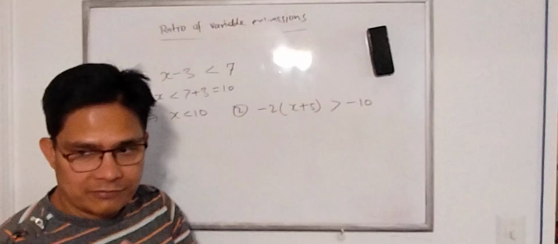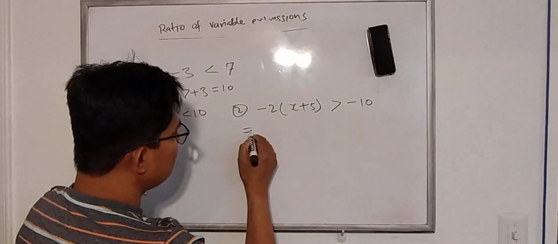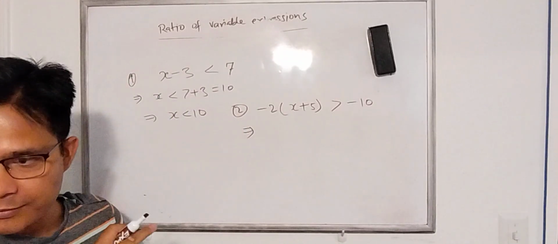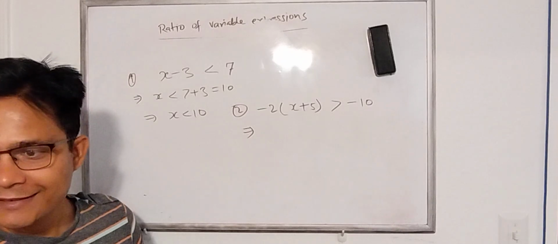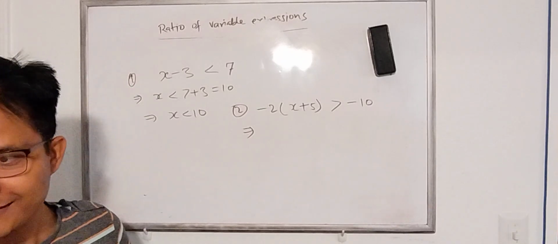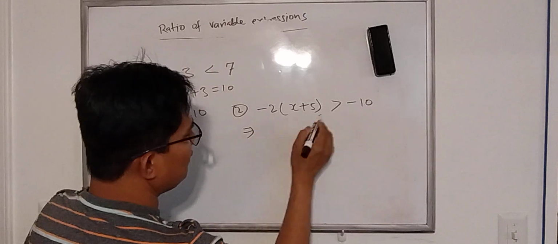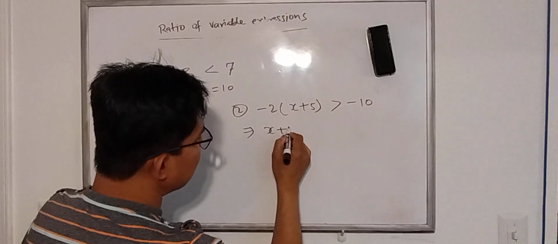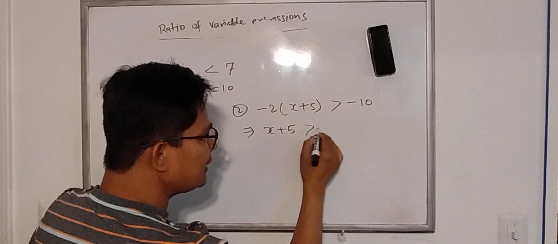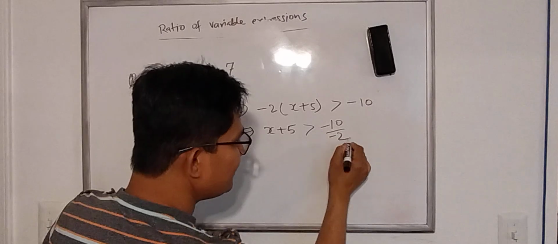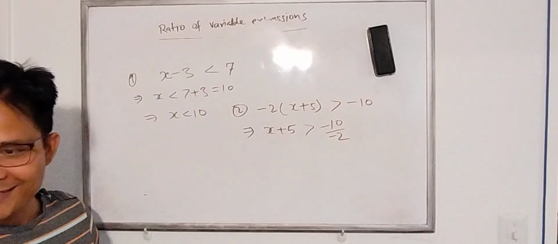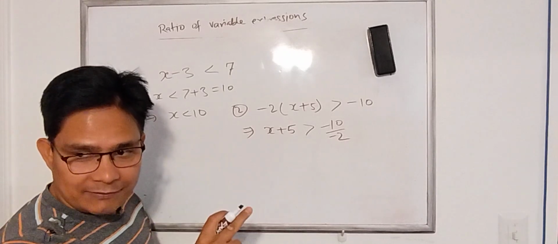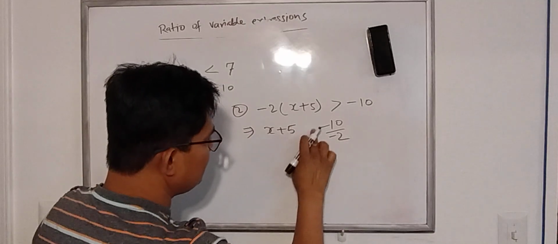In inequality, you have to remember one more fact. If you are dividing or multiplying by a negative number, what do you have to do? You have to change the direction of the inequality. So let's say here I'm dividing minus 10 by minus 2. So what will happen? x plus 5, do you think it's correct? No, it's not correct. We taught that if we are dividing or multiplying by a negative number, then the direction of the inequality will change.